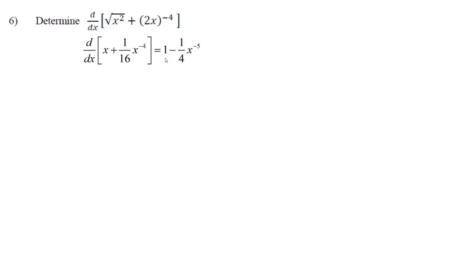The derivative of x is just 1. 1 times 1 in front, bring it down 1, x to the 0, it's just 1. Minus 4 times 1 over 16, that's a quarter. When you bring it down 1, it's x to the minus 5.